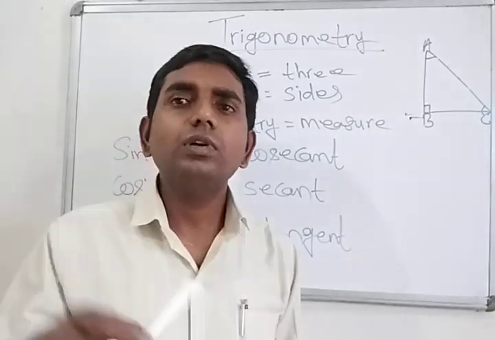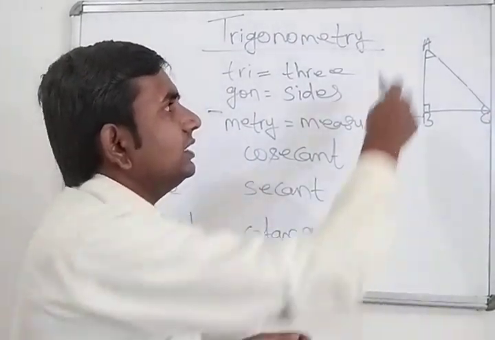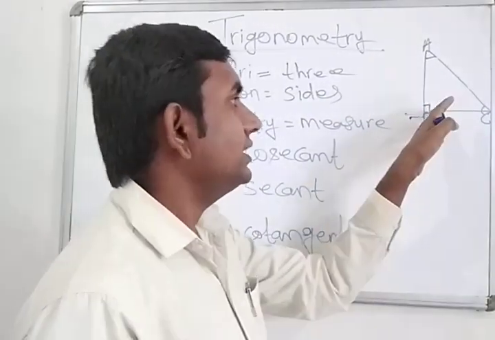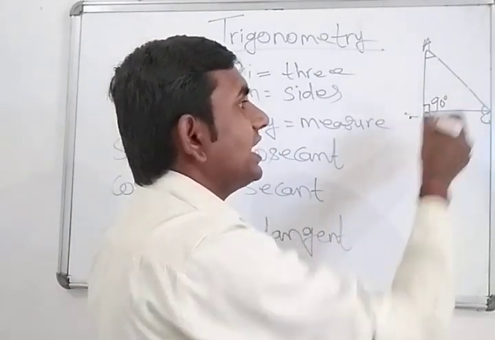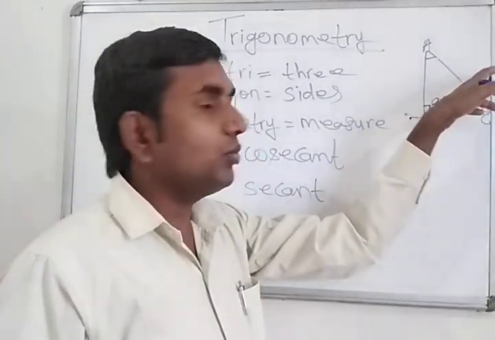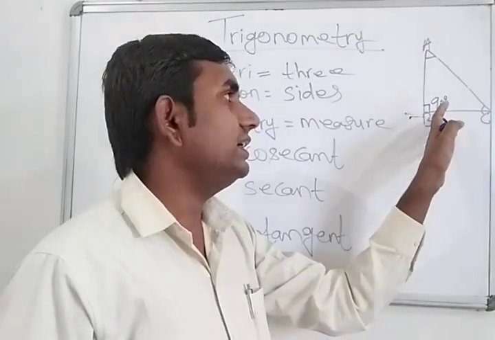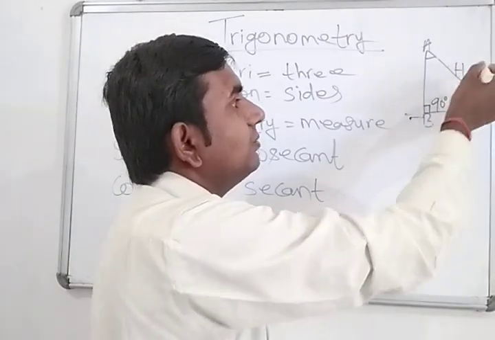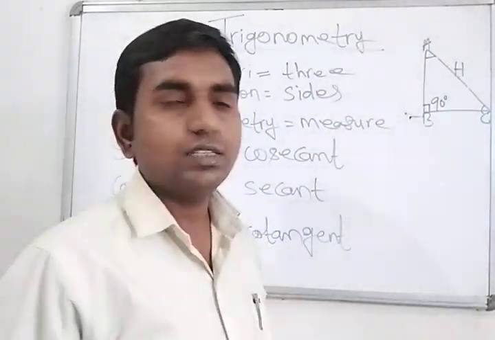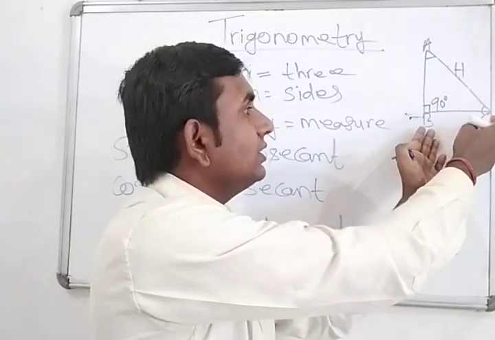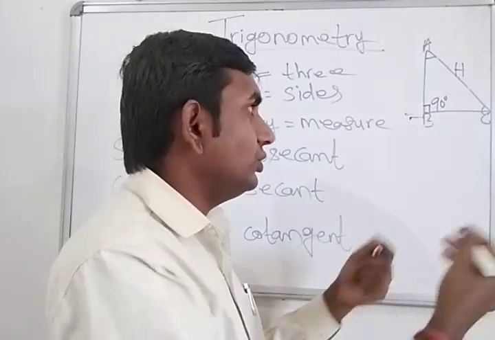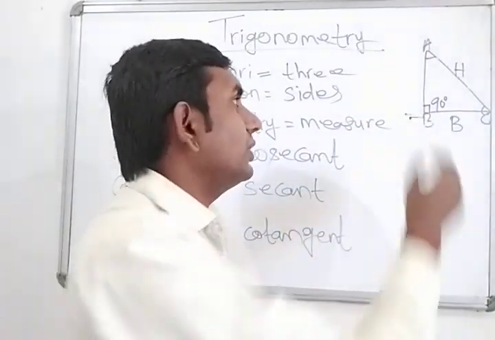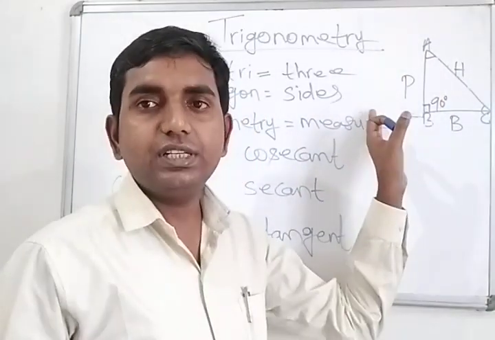As you know, in a right angle triangle we have one angle equal to 90 degrees. Here angle B is equal to 90 degrees. The side opposite the 90 degree angle is the hypotenuse, which we represent by H. This side BC is called the base, represented by B, and this side is the perpendicular, which we can represent by P.